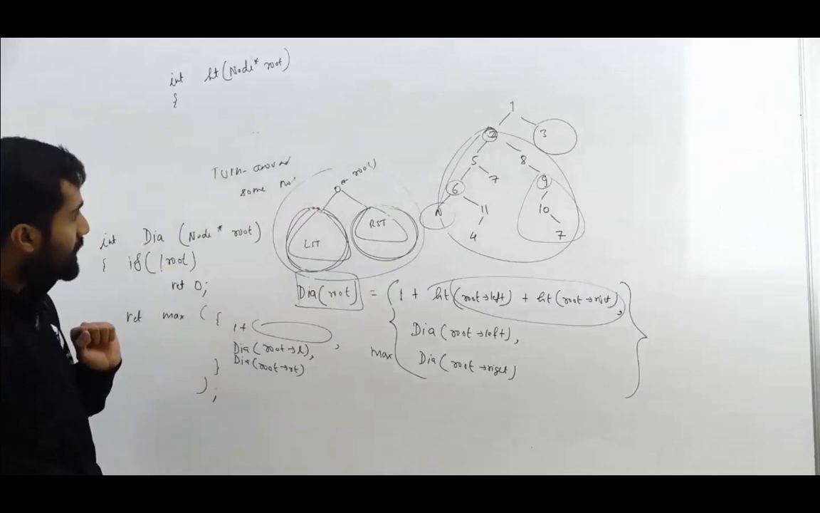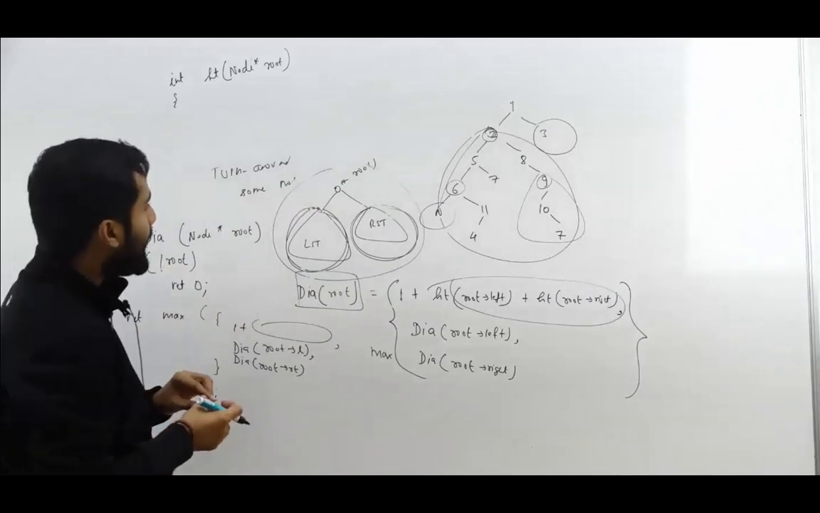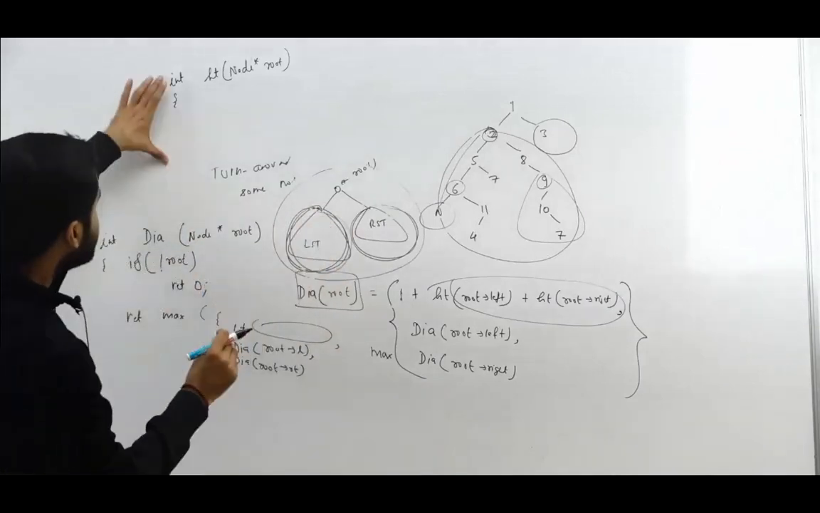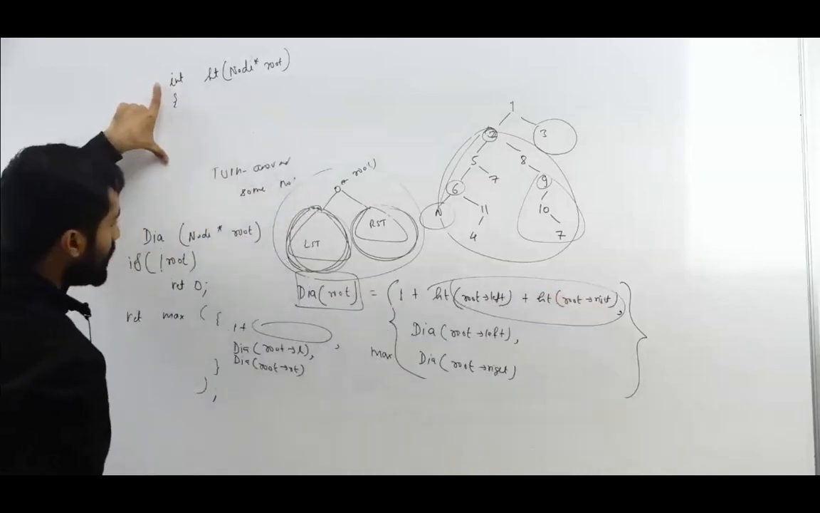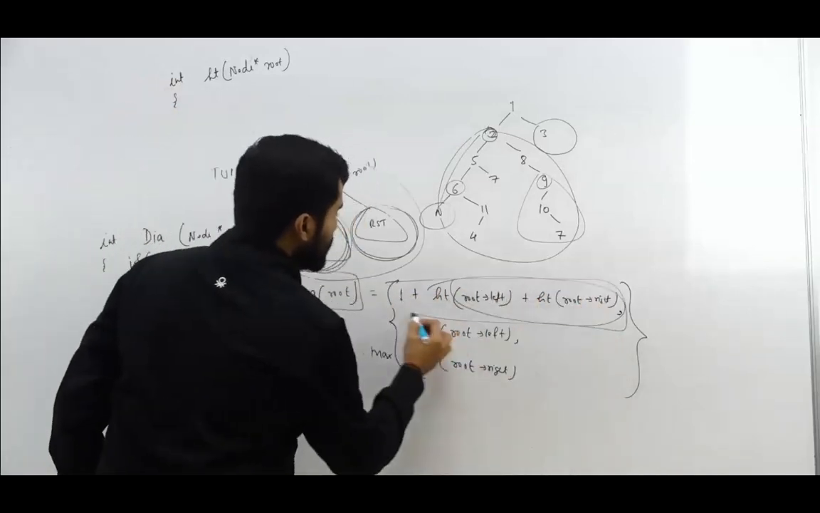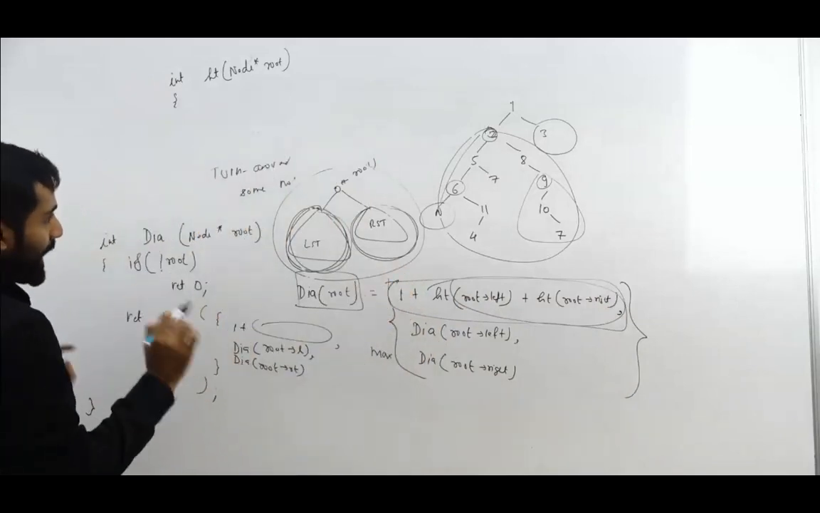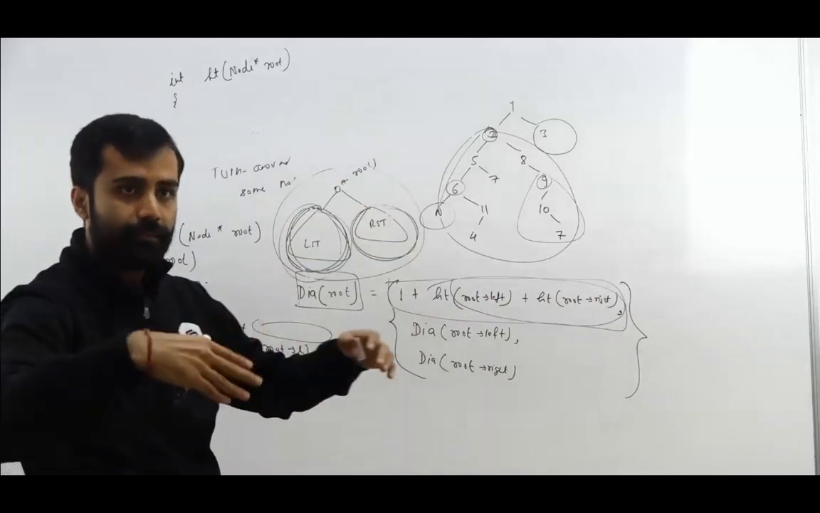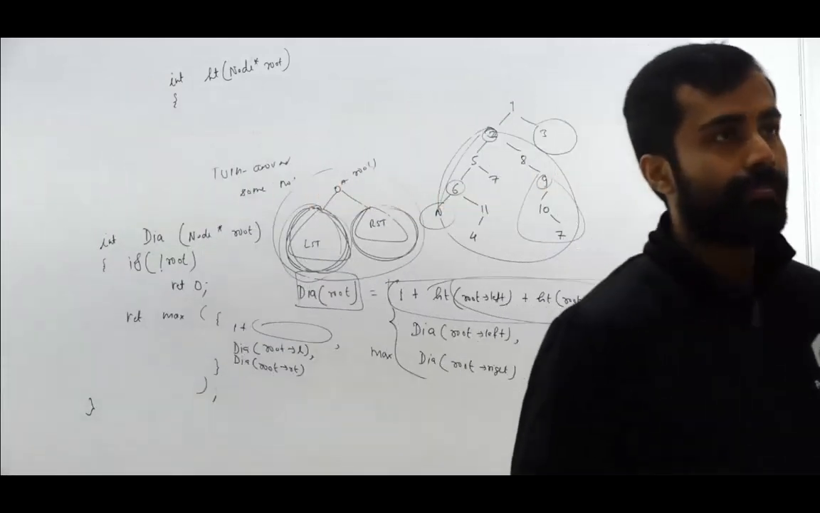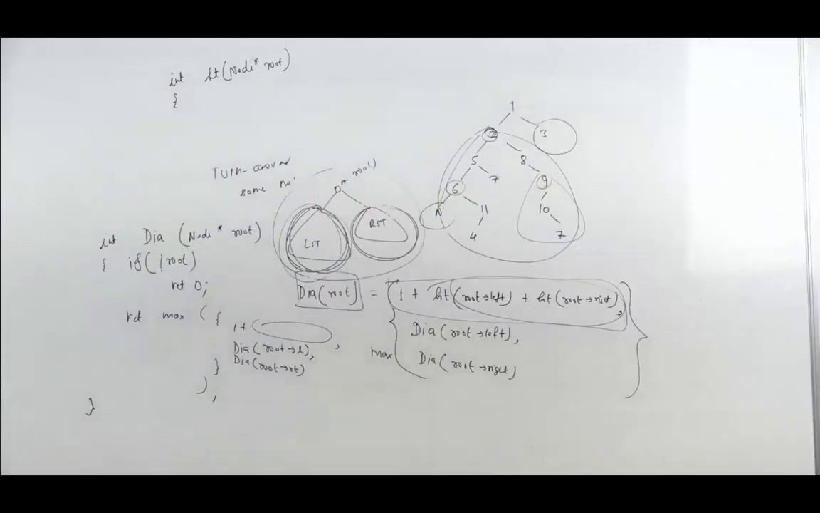And what is this? First, compute the height of the left subtree by making this call. Then compute the height of the right subtree by making this call. Figure out this value. And then try to find the diameter in the left subtree and then the diameter in the right subtree, and keep doing this on and on and on. Make sense? I mean, if you get the code.